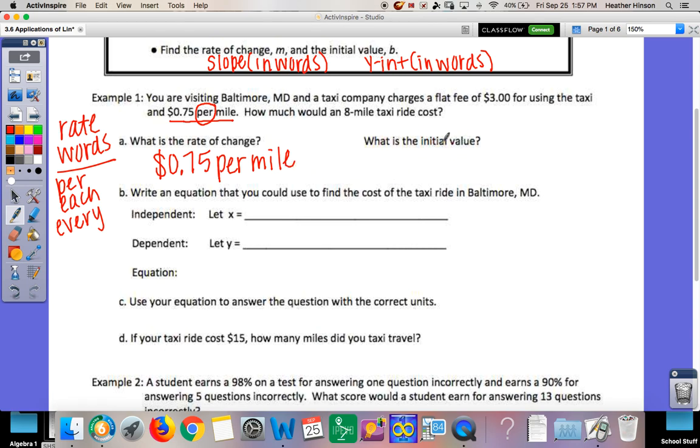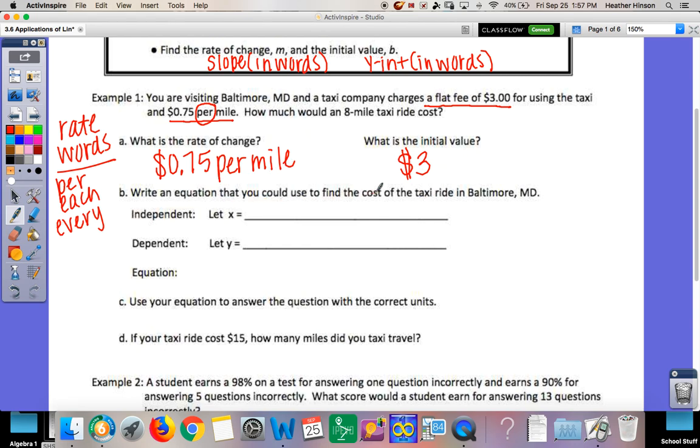Your initial value is what it starts with. Just for getting in the taxi, using that taxi company, you have to pay a certain amount of money. That's called your flat fee. And that flat fee is $3. So writing your y-intercept in words for this one is super easy. You just have to put the dollar sign. Sometimes it's that easy. Sometimes you'll have to put like 3 months or 3 miles or 3 something like that. But this one is just a dollar sign.